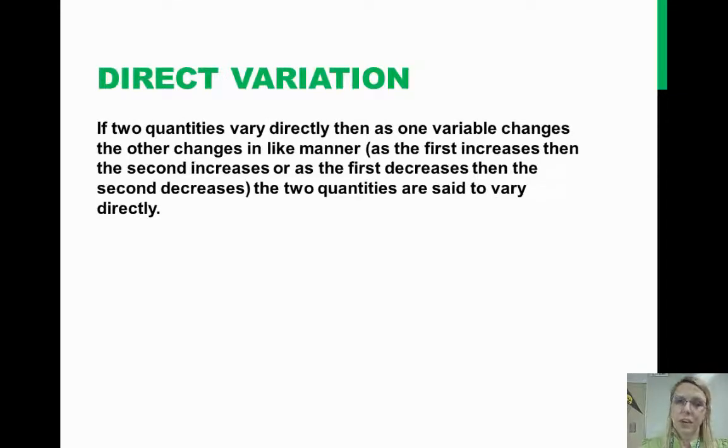So what is direct variation? If two quantities vary directly, then as one variable changes, the other changes in the same manner. So for instance, if one variable increases, the other one increases. As one decreases, the other one decreases. The one thing I could think of in real life would be temperature and the amount of snow melt. As the temperature increases, the amount of snow melt would also increase. So that would be a direct variation.